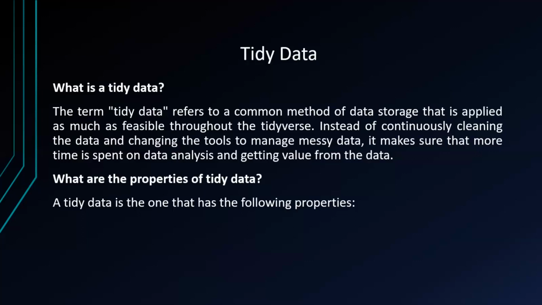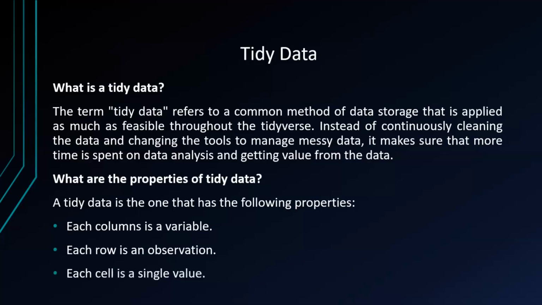What are the properties of tidy data? A tidy data set is one that has the following properties: each column is a variable, each row is an observation, and each cell is a single value.